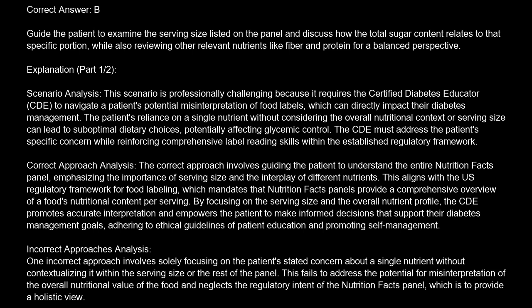This aligns with the U.S. regulatory framework for food labeling, which mandates that nutrition facts panels provide a comprehensive overview of a food's nutritional content per serving. By focusing on the serving size and the overall nutrient profile, the CDE promotes accurate interpretation and empowers the patient to make informed decisions that support their diabetes management goals, adhering to ethical guidelines of patient education and promoting self-management.